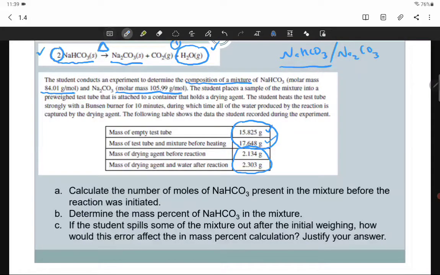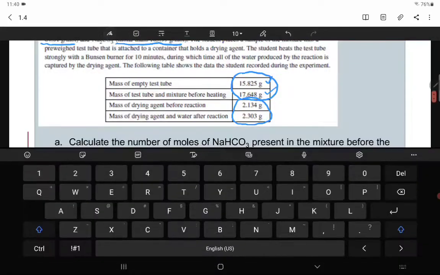So part A, calculate the number of moles of sodium bicarbonate present in the mixture before the reaction was initiated. So instead of me doing the work, I already plucked out all the worked out answers, and we can kind of go back and forth. So let's check out A.